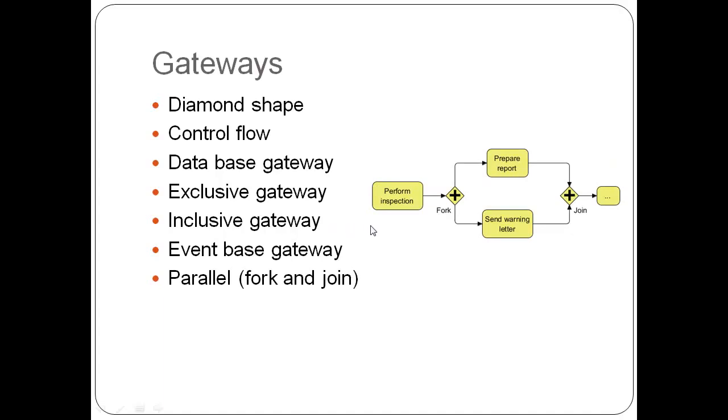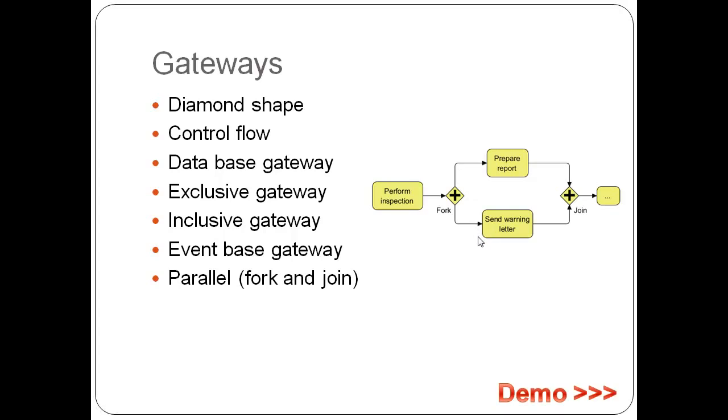And also the gateway can be used to represent a parallel task like this one. We perform inspections and then we fork. We will prepare the report at the same time. We may send a warning letter. It doesn't mean we need to wait for which task to complete. And after both are done, we join and then continue the workflow. This is a very straightforward parallel task.